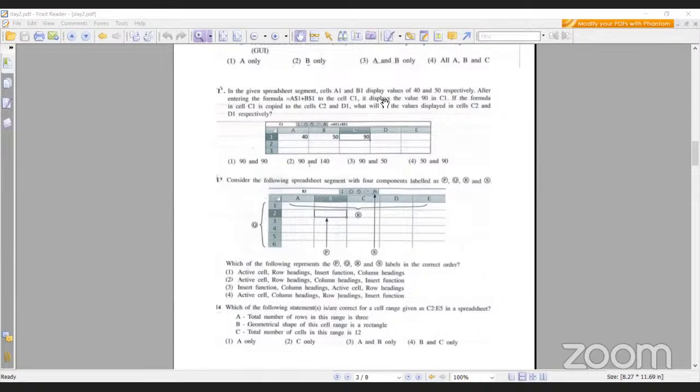Okay, here $A$1 plus B$1 in cell C1, you get 90.